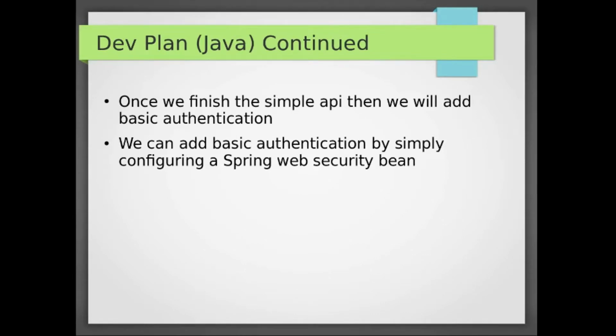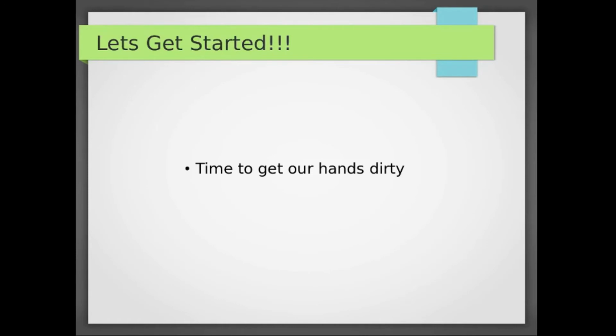When you add the starter security dependency to Spring Boot, it will automatically give you basic authentication, but we want to override that and come up with our own scheme of how we want to authenticate our users. So we will be doing that, and that's it. That's the development plan.